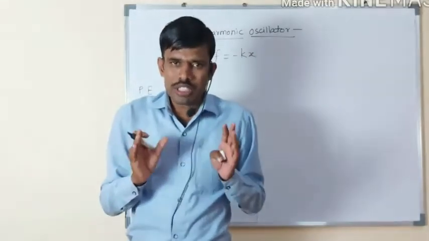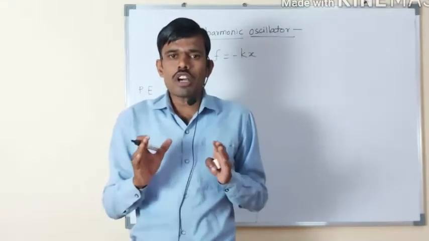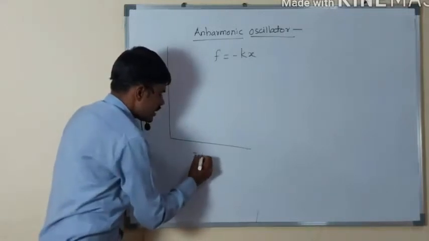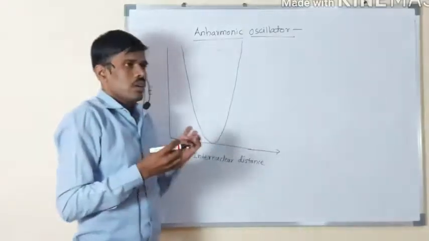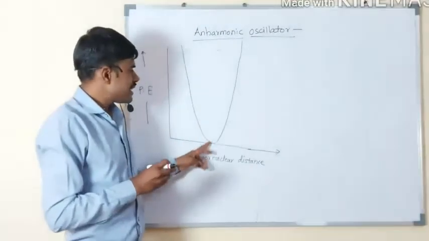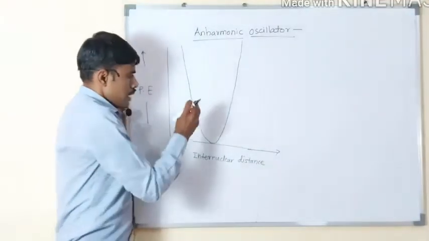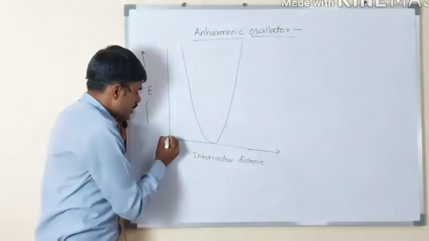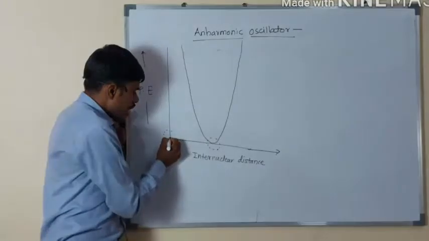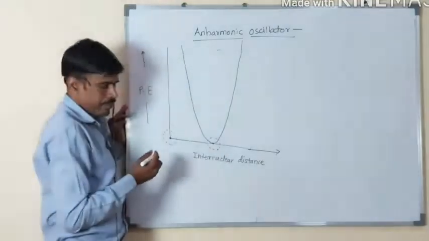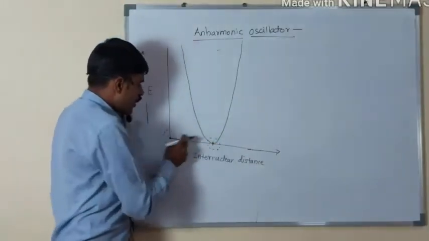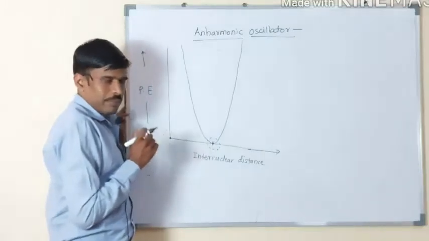The nature of the potential energy curve, or the plot of potential energy against internuclear distance, the curve which is observed for the simple harmonic oscillator, is like this. In this curve, we already studied that one atom is fixed here. Suppose we have considered Cl here and hydrogen is here. Then this is the internuclear distance between the hydrogen and chlorine.